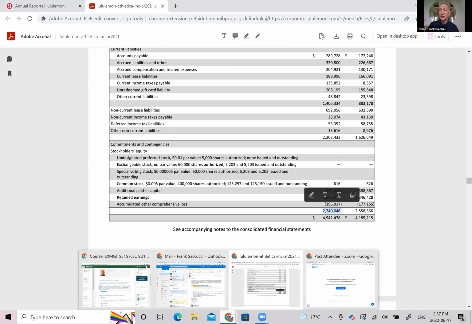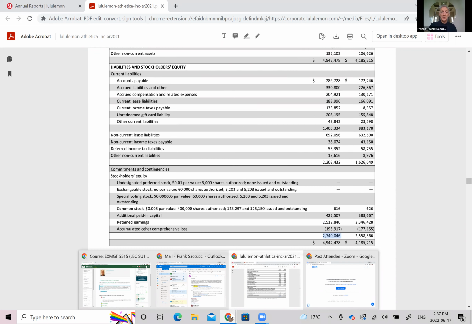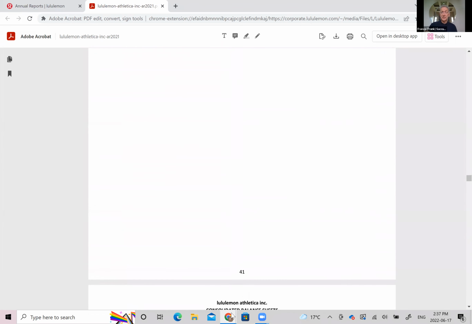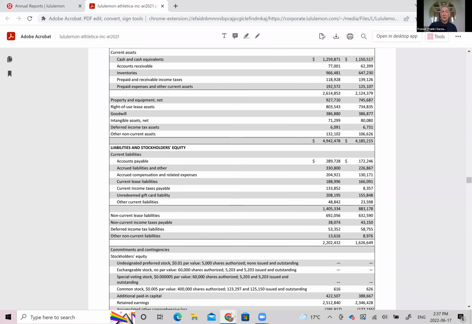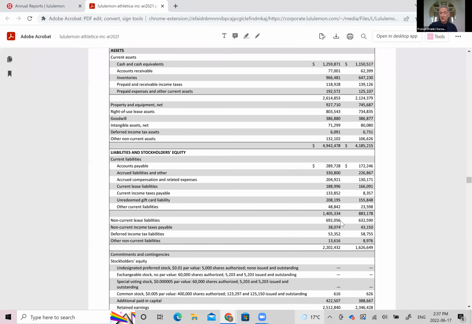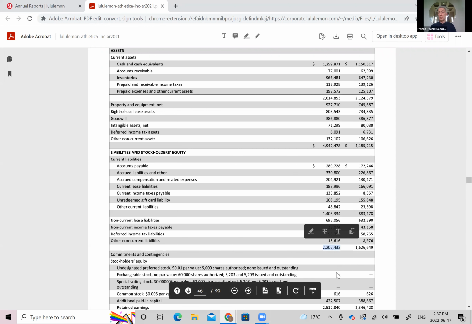So again, on your test 2, you will have these two financial statements, the balance sheet and the income statement. It'll all be available to you. You have to calculate these 5 ratios. In calculating the debt to assets, we go back, we do it all on the balance sheet. We have total debt of $2.2 billion.